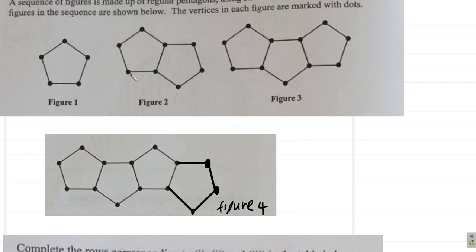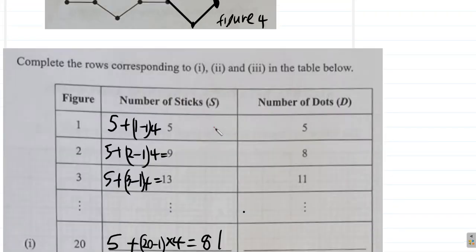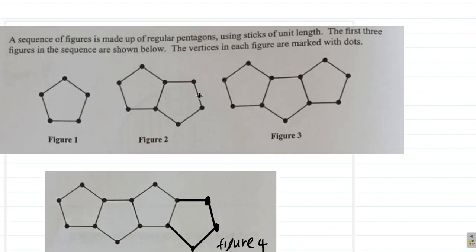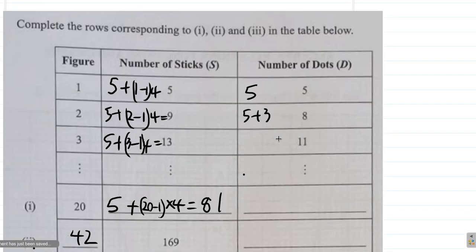Now we can see that each time we add a pentagon, we add 3 dots. So, looking at this, we have 5, and 5 plus 3, which is 8. And then when we add figure 3, we look at figure 2 and add 3 more dots. So it's 8 plus 3, which is 11.